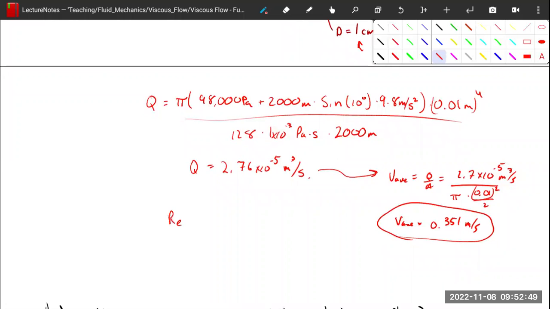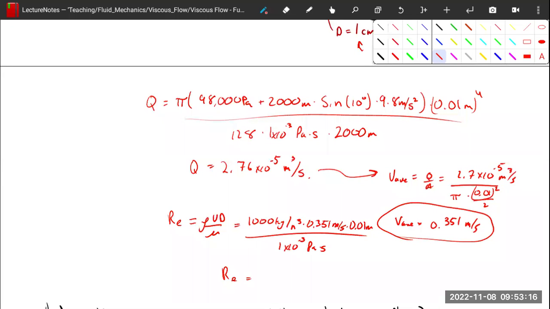So our Reynolds number for this flow is going to be equal to rho VD over mu, which is equal to 1,000 kilograms per meter cubed times our velocity, which is 0.351 meters per second, times our diameter, which is 0.01 meters. All that divided by our viscosity, which is 1 times 10 to the negative third Pascal seconds. We get that our Reynolds number is equal to 3513, which is transitional flow.